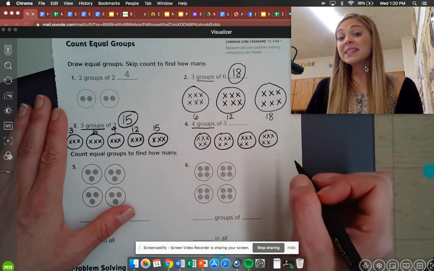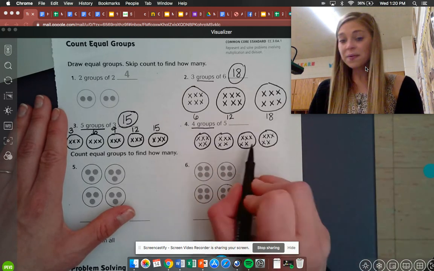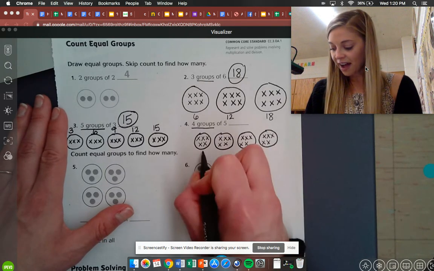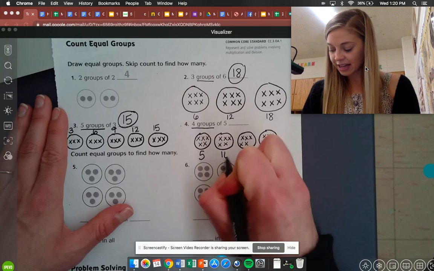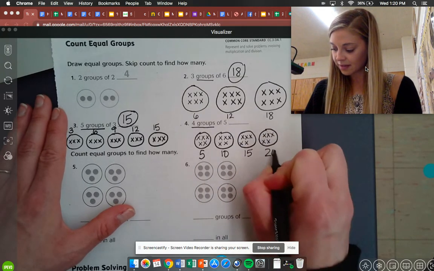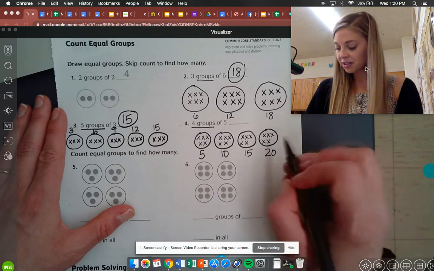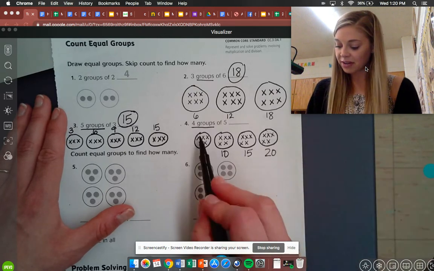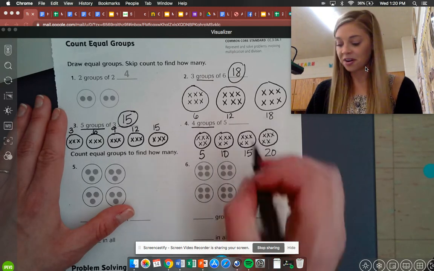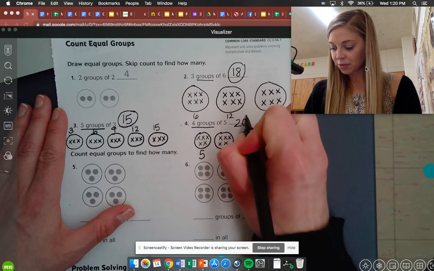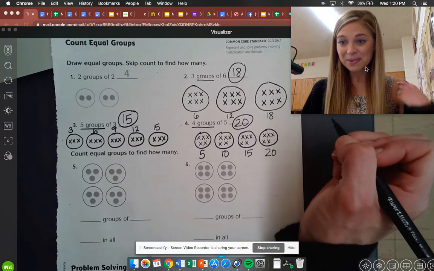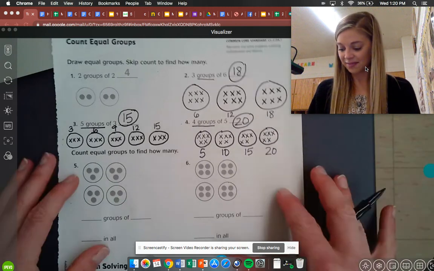Okay, now I can skip count. I have 5 in each one, and most of us should know how to skip count by 5, right? 5, 10, 15, 20. That means that there's 20 x's in all. So if you were to count each of these x's all by themselves, you should get 20 in all. So that means that 4 groups of 5 equals 20. That means that 4 times 5 is 20. You're doing multiplication. How exciting.